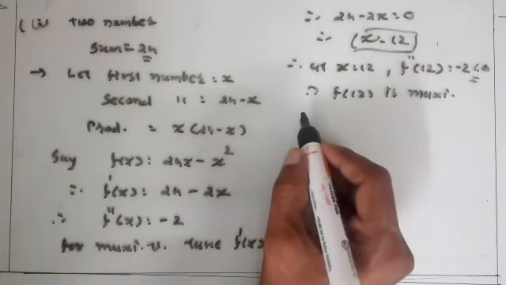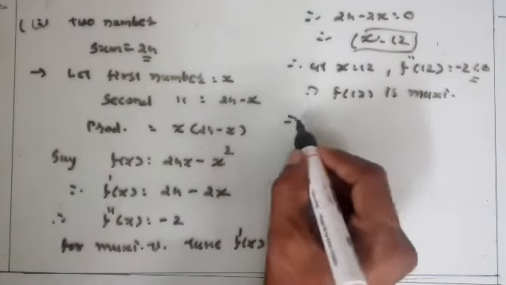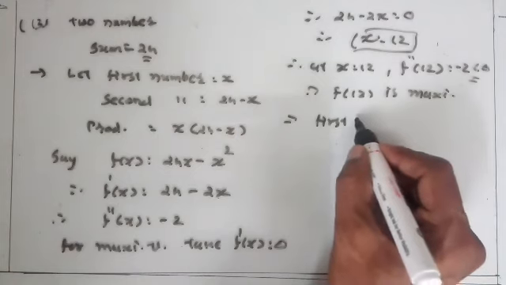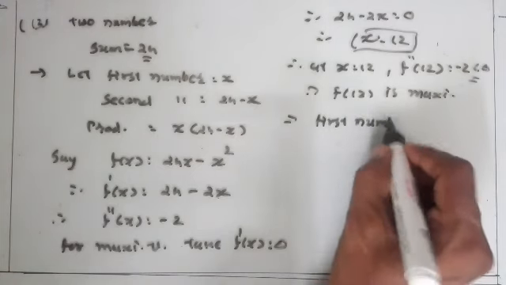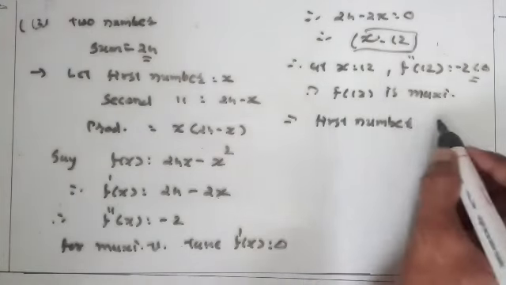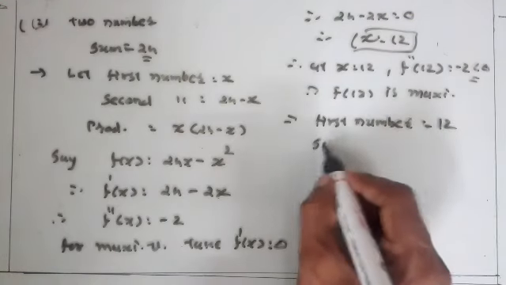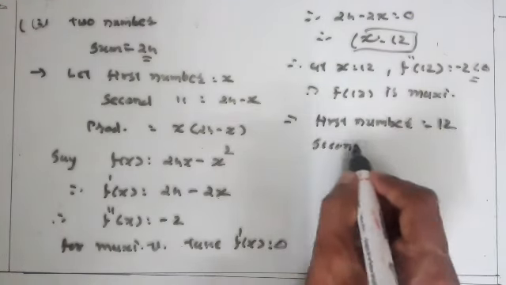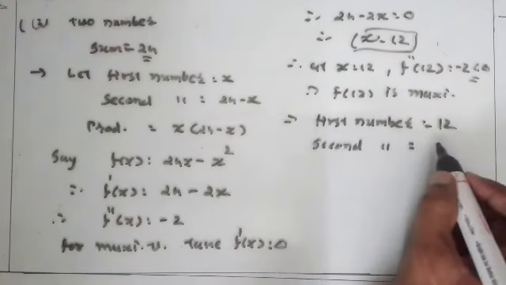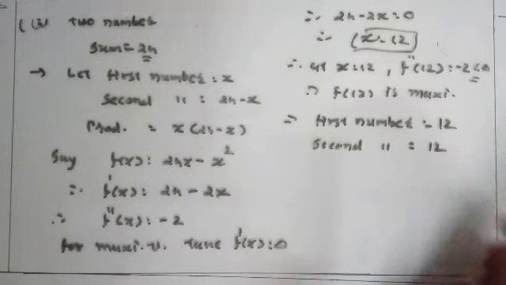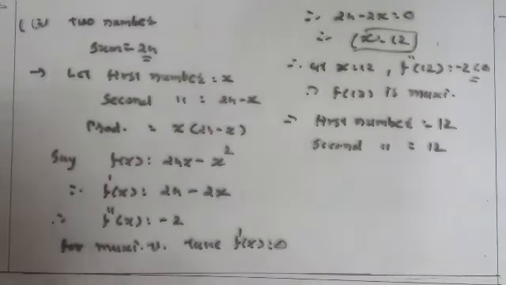And clear this? Therefore, first number is equal to 12. Second number is equal to 24 minus 12, that is 12. So both numbers are 12. Clear? Important question. Remember this, how to find this.